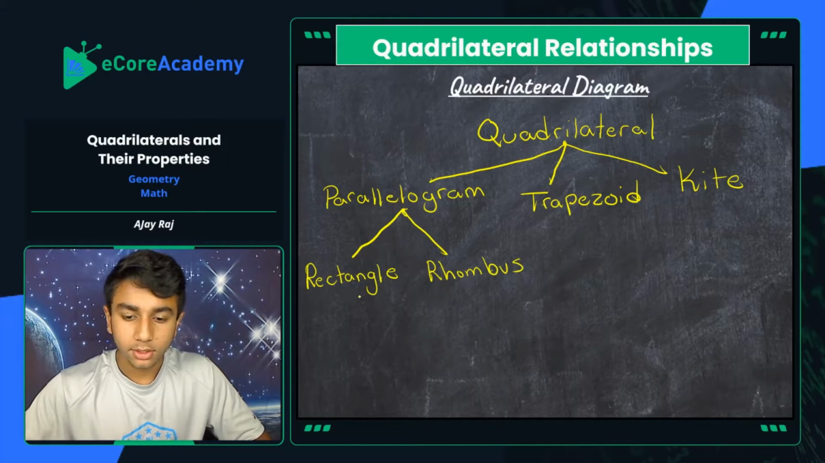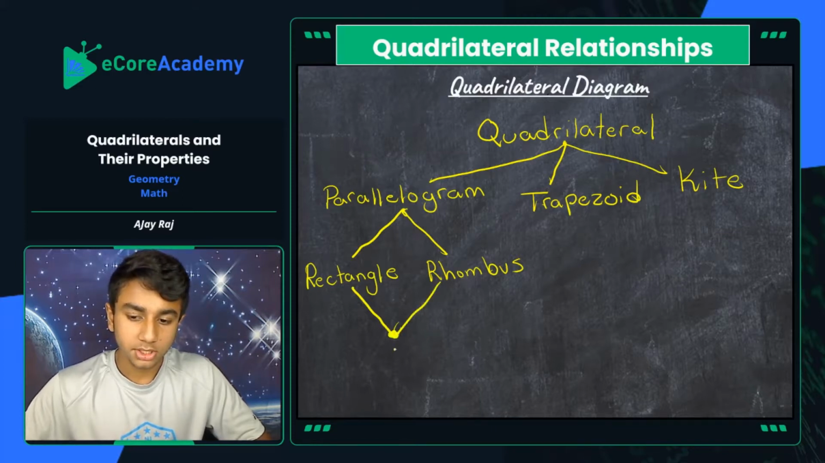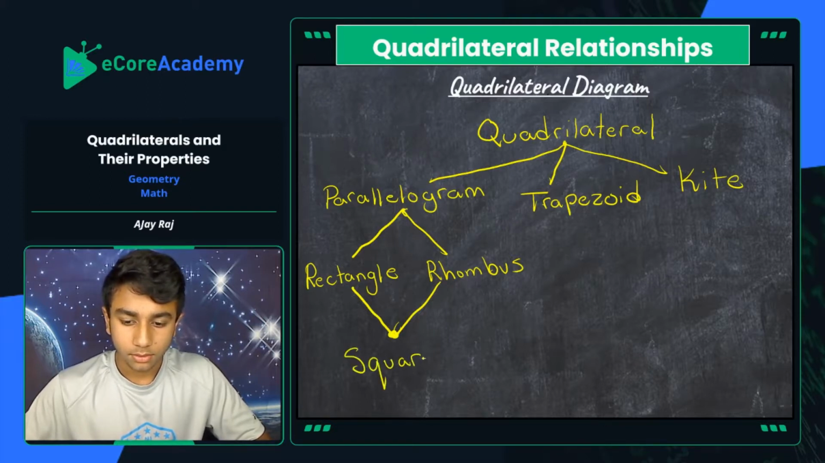And then finally, you can tell that a square is a specific type of rectangle as well as a rhombus. So a square is a special type of rhombus and rectangle. So it's a square here. Square. And then finally, you can look at your trapezoids. A specific type of trapezoid is, of course, your isosceles.